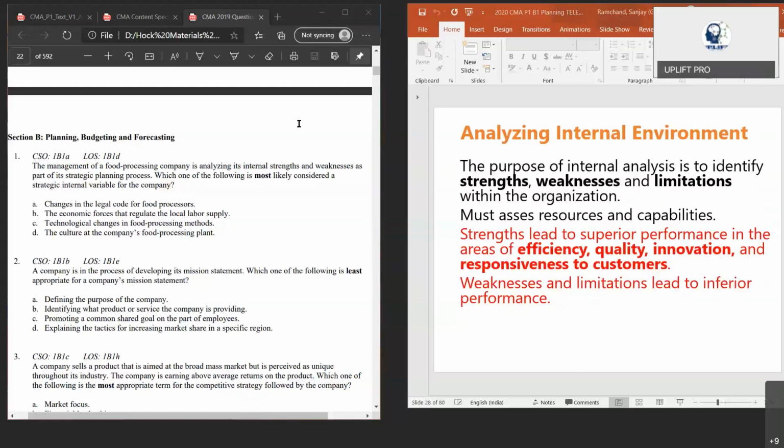Now the culture in the company's food processing plant, culture is always internal. 99% of the time, the culture is internal. It is a culture in our organization to give a Christmas gift. That is always internal to your organization. It is very specific. The culture at the company's food processing plant is an internal variable for the company. It's a culture to give a Diwali bonus in our organization. When you say culture, you're talking about specifics within a range, usually within an organization. That is why it is internal.